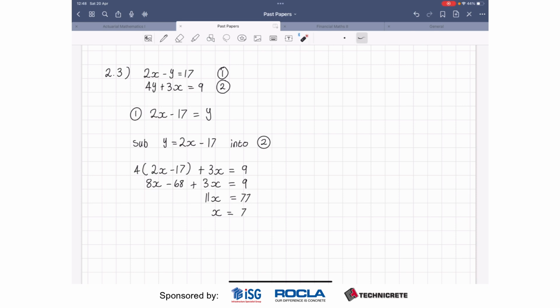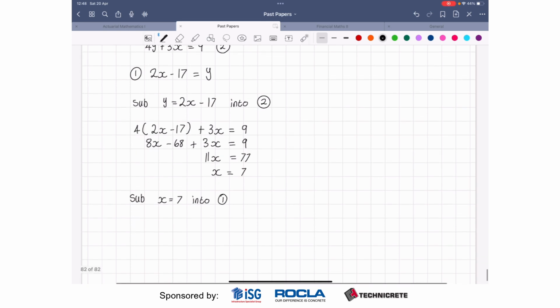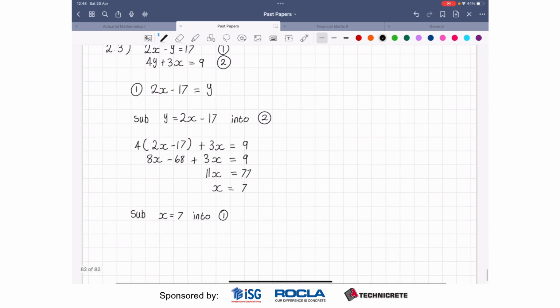Now I have my value for x, which I can substitute into either one of these two original equations, and I'll get a value for y. So I'm going to sub x equals 7 into equation 1. So everywhere that I see x, I'm not going to write x, I'm going to write 7. And we can just solve this.